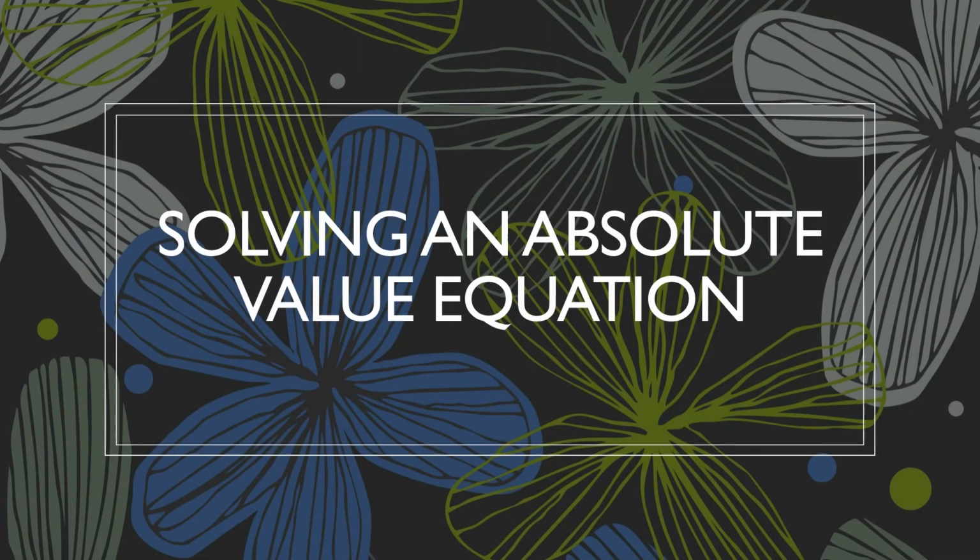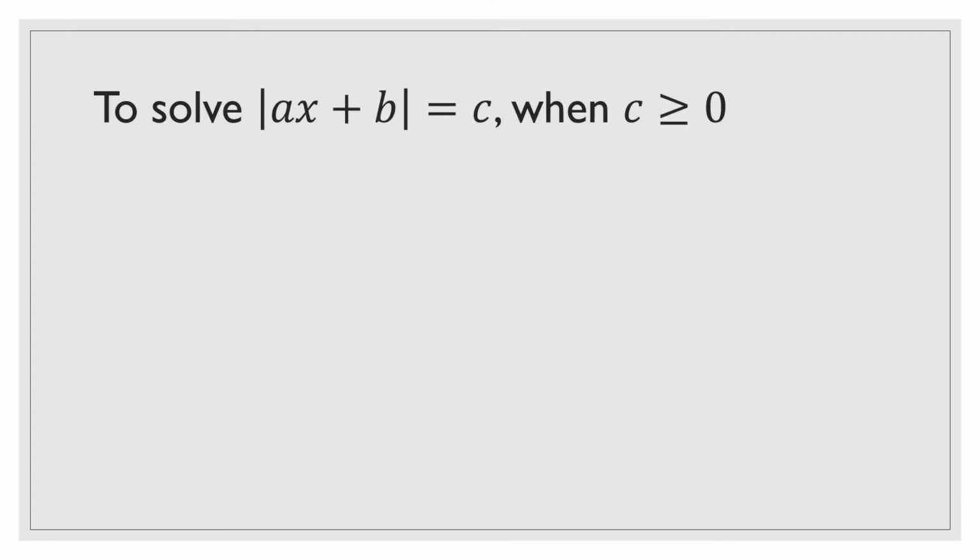In this video, I will be discussing how you solve absolute value equations. To solve any absolute value equation, if you have the absolute value equal to a number c, we first have to recognize that c must be greater than or equal to 0. This is because the absolute value must be either 0 or positive, because we're talking about distance from 0. So if c is ever equal to a negative number, then you can't actually solve the absolute value equation.